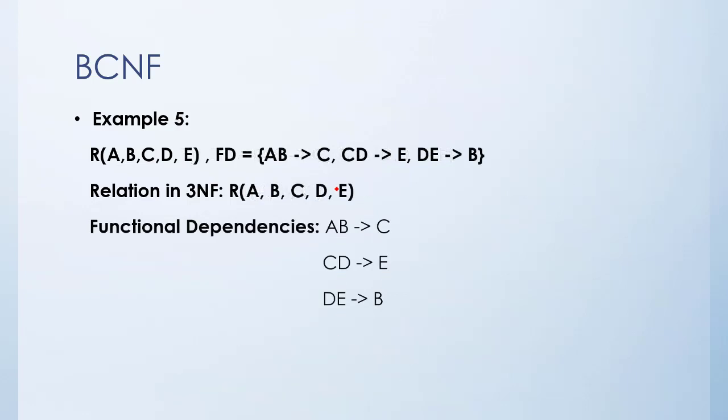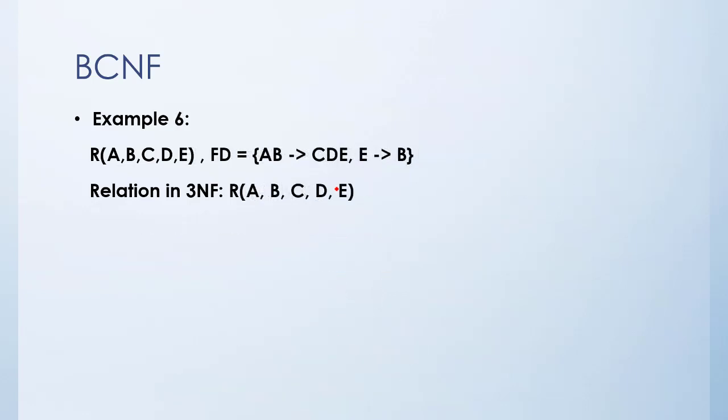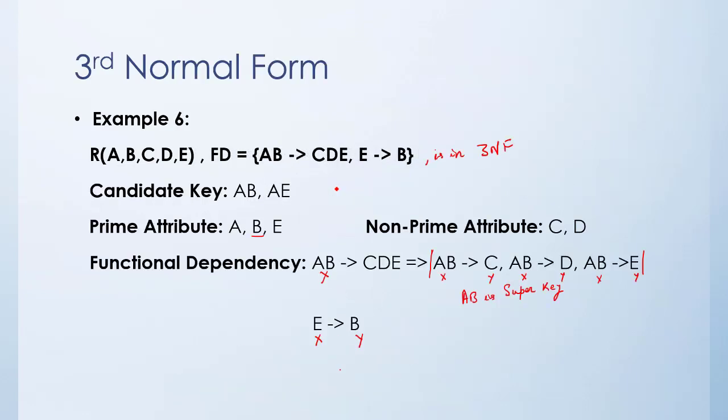Next, let us take example 6, which is similar to this example. We have proved that the relation R was in 3NF.